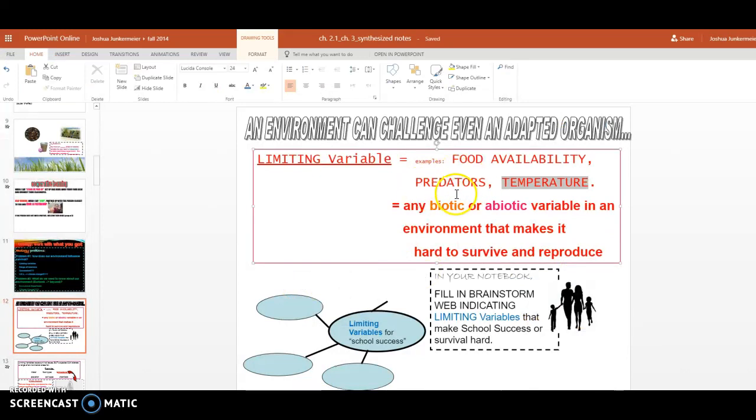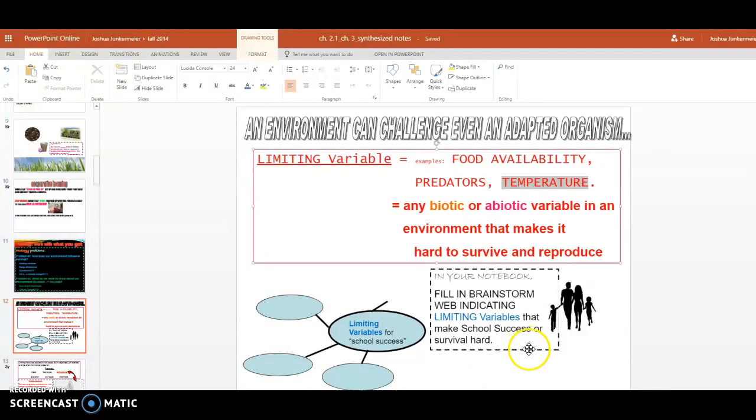Whether it's living things like predators, whether it's food availability or temperature, any biotic or abiotic, remember living or non-living, variable in an environment that makes it hard to survive and reproduce. So anything that's a threat, really. Anything that affects our survival and makes surviving more difficult, you can call a limiting variable because it limits our survival. All right, so hopefully you have that definition down already, but remember, in your notebook, you should write slide 12 and then copy the definition.